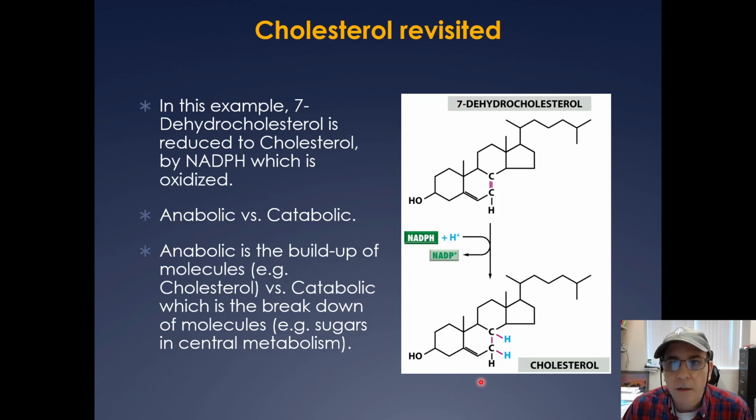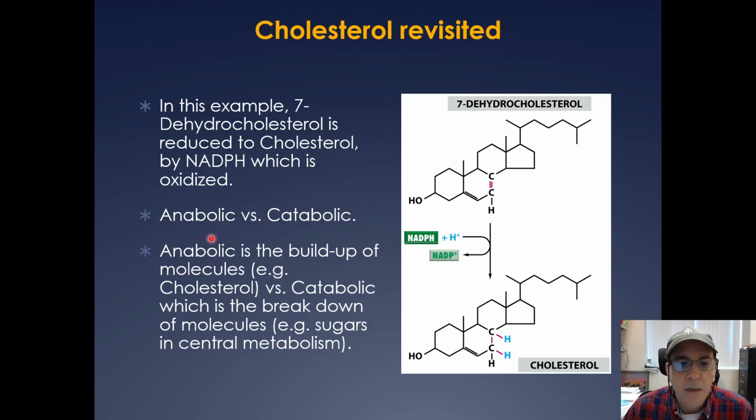Okay, and here's sort of another real-world example, and we'll just sort of revisit cholesterol in this. In the synthesis of cholesterol, one of the intermediates is 7-dehydrocholesterol, and when this gets reduced, NADPH here is the reducing agent, and it becomes oxidized, and then all of a sudden the cholesterol becomes reduced. Okay, and this brings up two terms that we need to know, and I'm going to hold you guys to these, so once again, don't be surprised if this comes up on an exam.